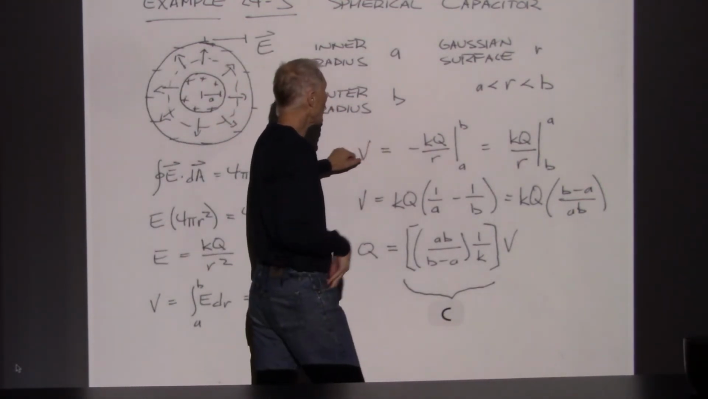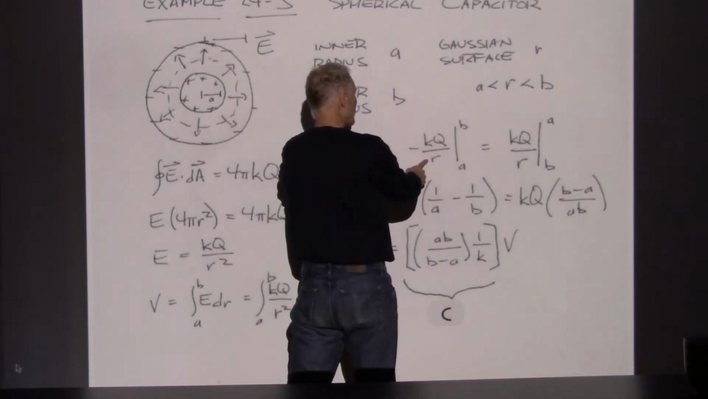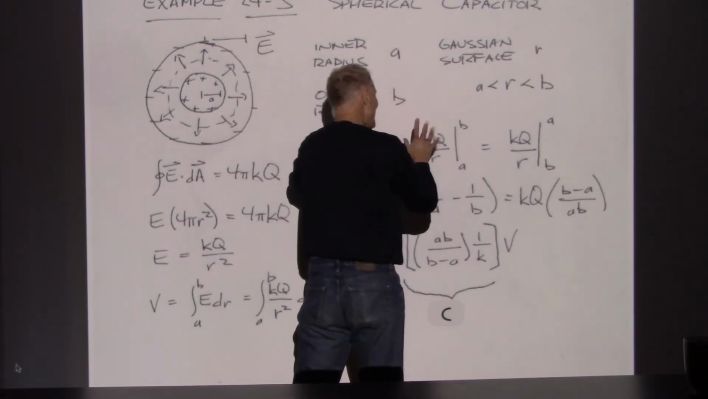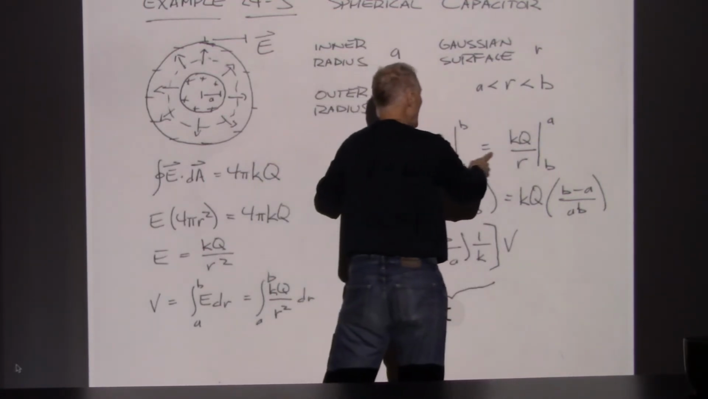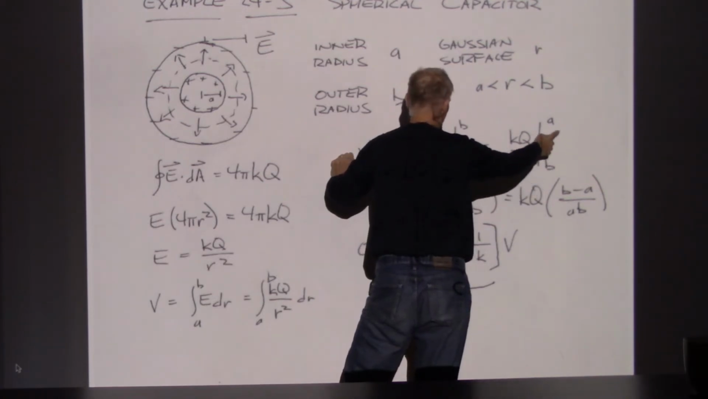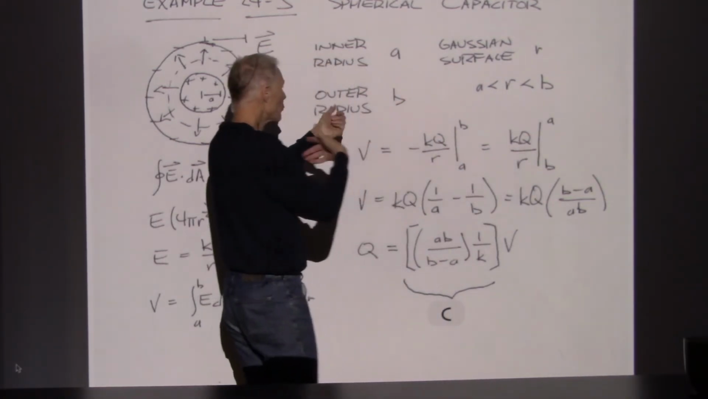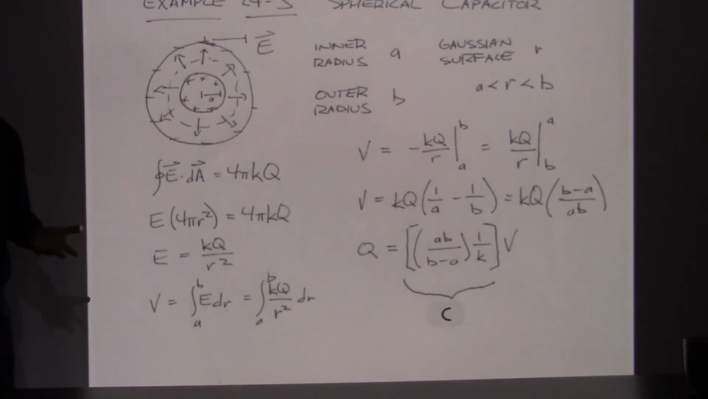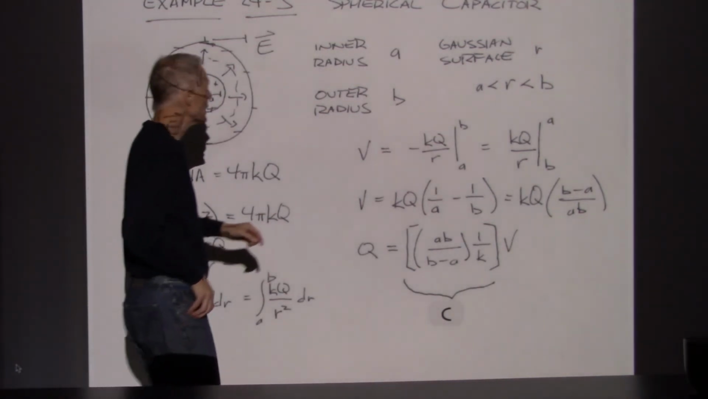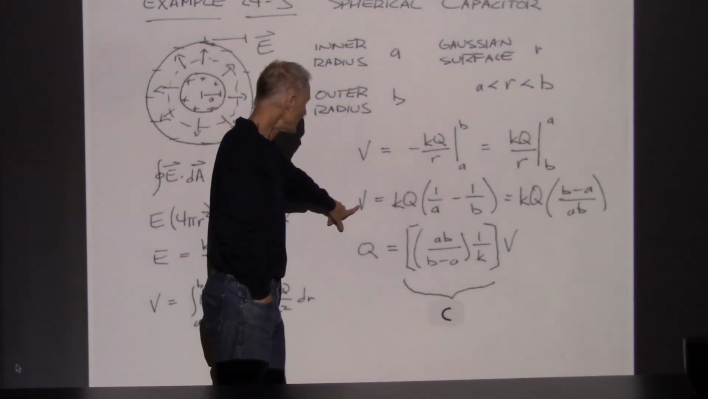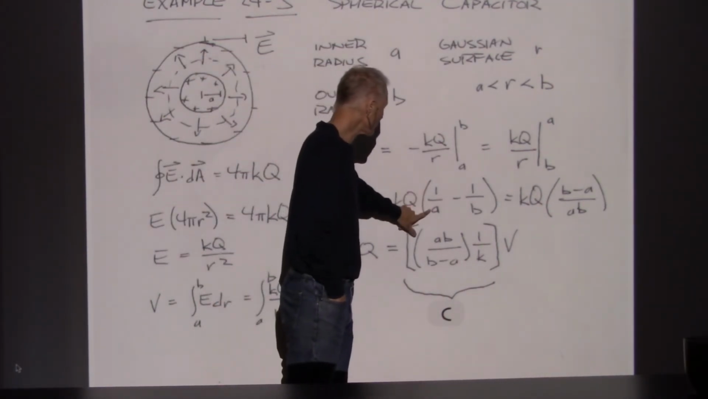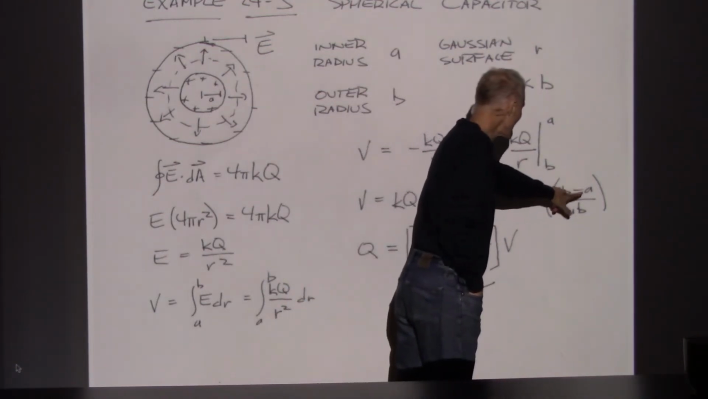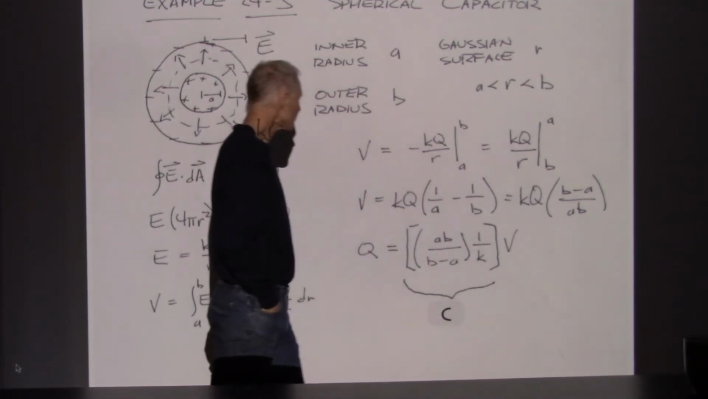That integrates out to be minus kq over r, evaluated from a to b. That's the same thing. To get rid of the minus sign here, I can evaluate from b to a. If I reverse the limits of integration, that changes the overall sign on that expression. And so the potential difference here is kq, 1 over a, minus 1 over b. Or kq, b minus a over ab.